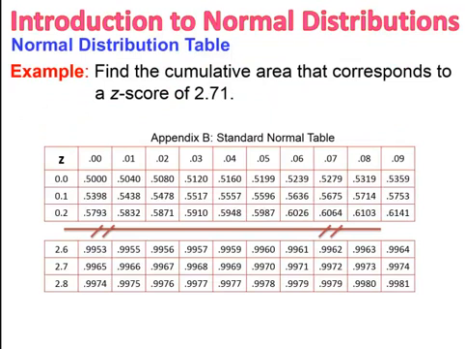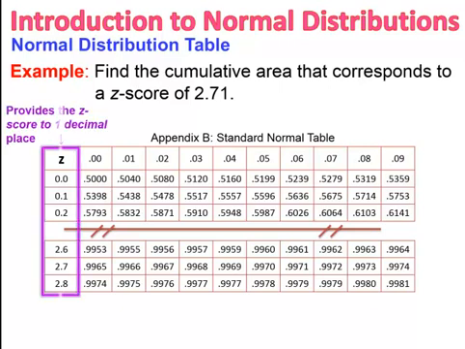So when we're looking for the area of a curve based on a z-value, we can use the normal distribution table, or the Appendix B, the standard normal table. So we can use this table to find the area, but for most we will be using the calculator. But I want to teach the table if you are using the table. So how it works is it's going to provide the z-score to one decimal place. So you want the whole part and the one decimal place, or the tenth spot, in that z-score.